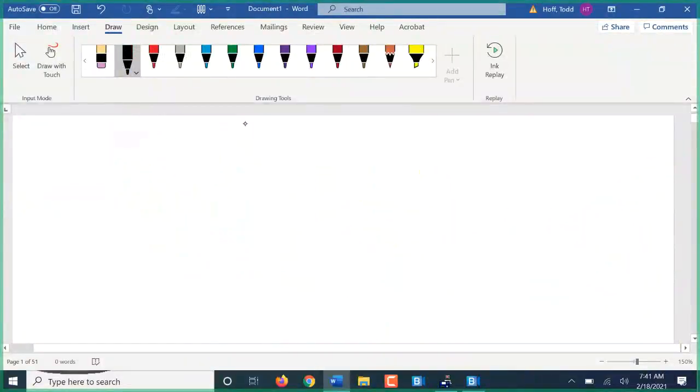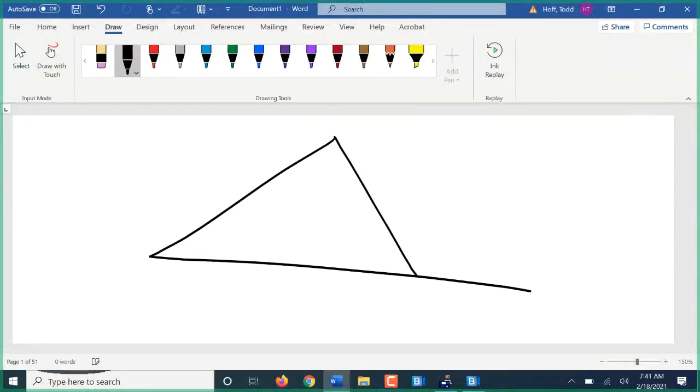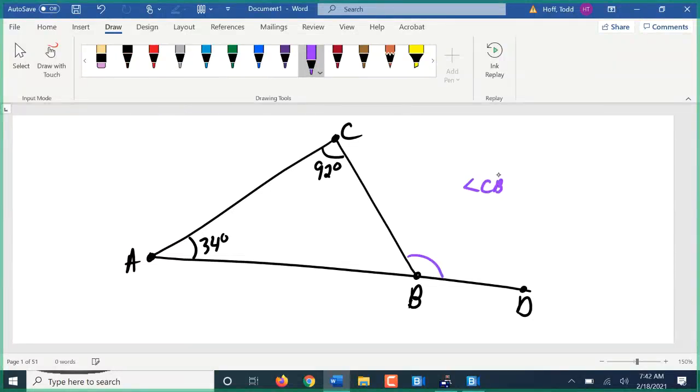Which kind of leads us into one of our things for today. It looks like this. I'm going to call these points A, B, C, and I'm going to put a C out here. And I'm going to label these angles. Let's call this 34 degrees. This one up here I'll call 92 degrees. I want to find this angle right here, angle CBD.